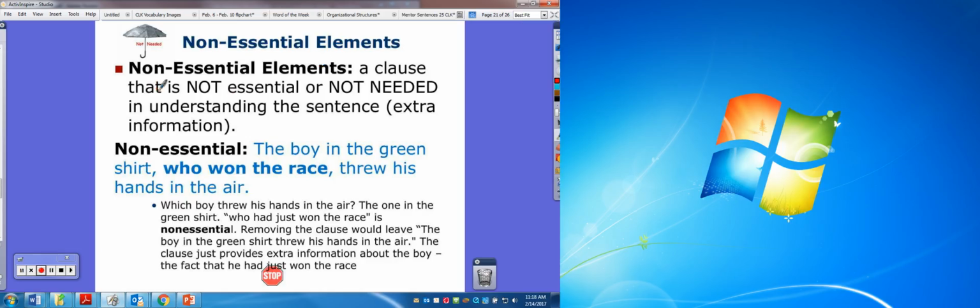Non-essential is when a clause is not essential or not needed in understanding the sentence. Extra information. Think of an umbrella being a non-essential or not needed item on a sunny day. Here is an example. The boy in the green shirt, who won the race, threw his hands in the air. Here's my dependent clause. Do we really need who won the race? Which boy threw his hands in the air? We already know that, the one in the green shirt. So we don't need who had just won the race. It is non-essential, not needed, extra information. Therefore, we have to put commas around it.